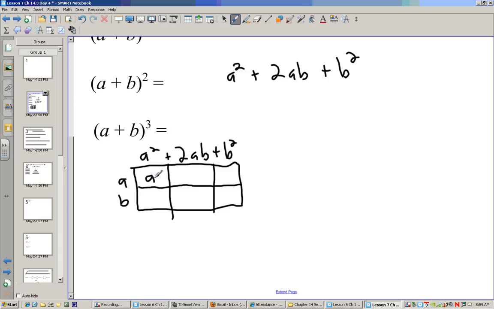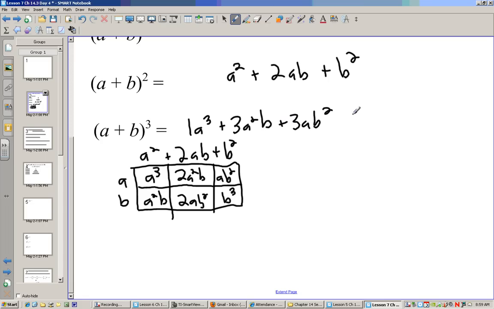A squared times a is a to the third power. 2ab times a is 2a squared b, and this would just be ab squared. This would multiply a squared b. This one would be 2ab times b, which would be 2ab squared. And then finally, it would be b to the third power. So we add up all the like terms, which would be 1a to the third, plus 2 plus 1 would be 3a squared b. 1 plus 2 would be 3ab squared. And then finally, we have 1b to the third.